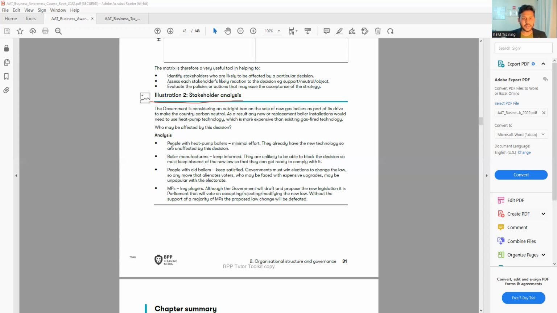So you can say people with heat pump boilers, who are already using this boiler, have minimal effort, they already have a new technology, so are unaffected by the decision. The people who are already using the heat pump boiler, the government said you need to use only that. So if someone already has this, they have nothing to worry about. They will not be impacted by the government decision. They'll say, oh, the government made new rules, don't use it, I already have it.